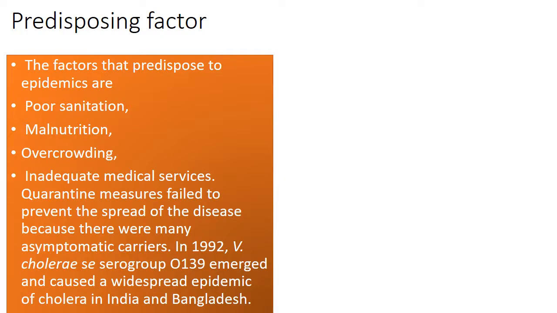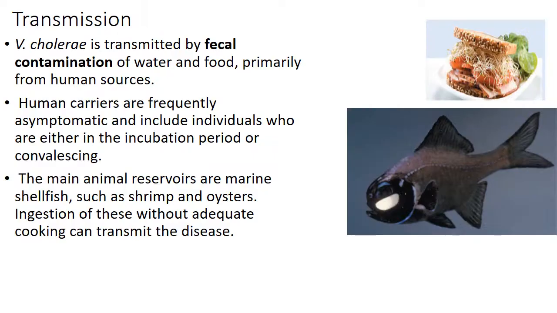Now, the predisposing factors: poor sanitation, malnutrition, overcrowding, inadequate medical facilities. Now, an important point is that quarantine measures failed to prevent the spread of the disease because there were many asymptomatic carriers. In 1992, Vibrio cholerae serotype O139 emerged, and you know that in Bangladesh and India it spread even though people were isolated, so quarantine failed.